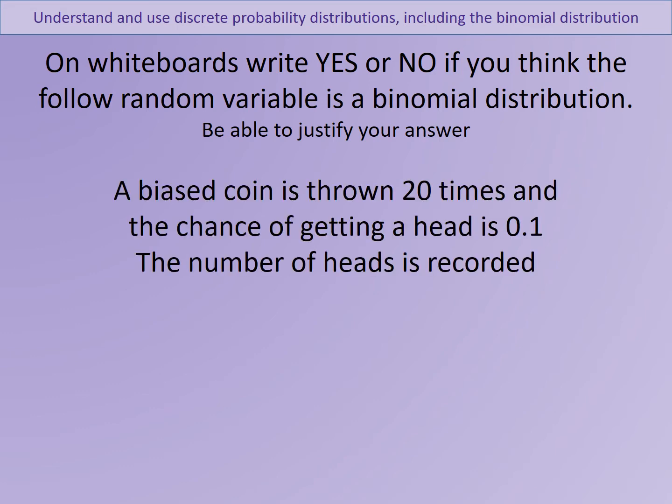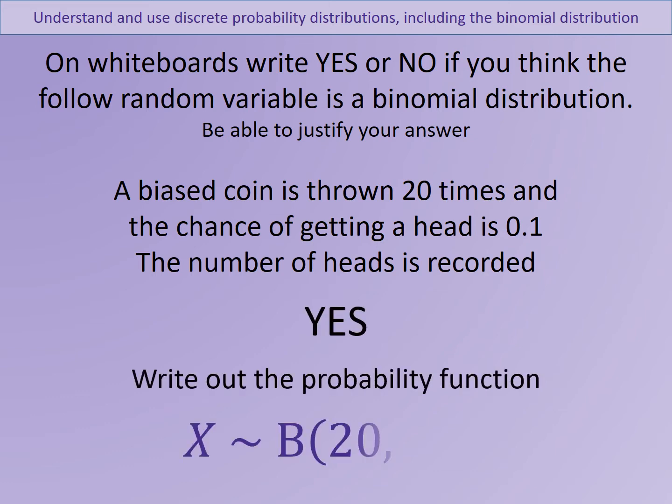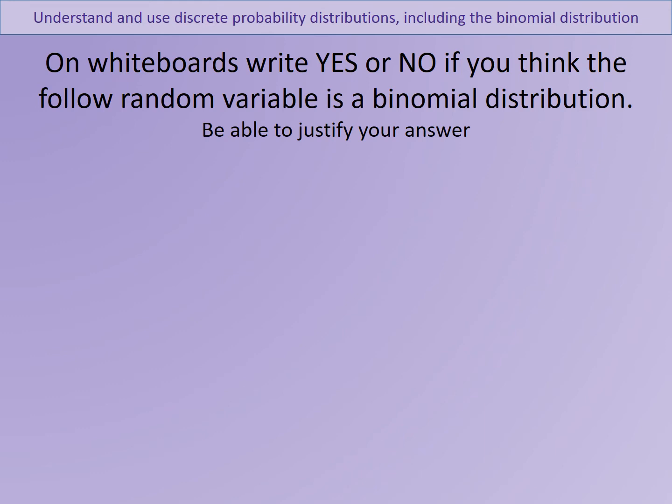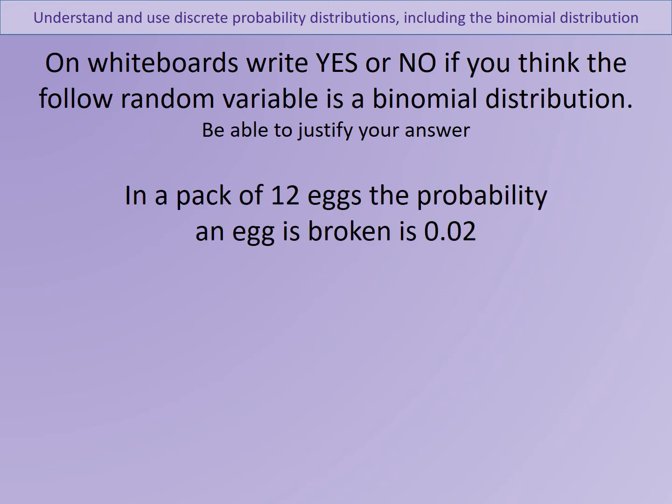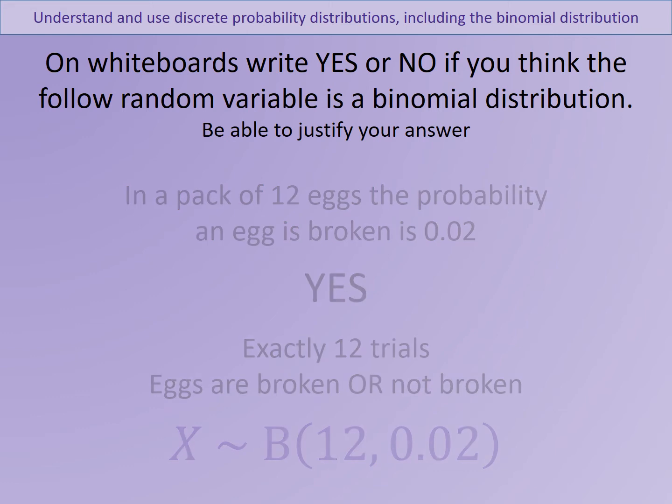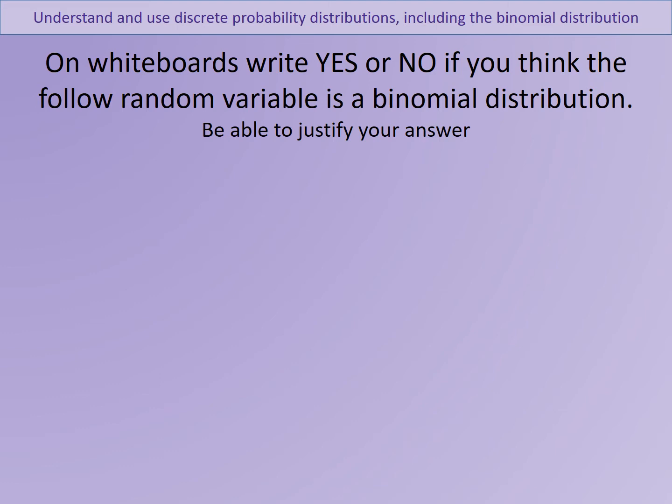A biased coin is thrown 20 times and the chance of getting a head is 0.1. The number of heads is recorded. Is this binomial? Yes. If we were to write its probability function, it would look like this: X is distributed binomially with 20 and 0.1. In a pack of 12 eggs, the probability an egg is broken is 0.02. Is this distributed binomially? Yes. Exactly 12 trials, eggs are broken or they are not broken, and the distribution is written below.